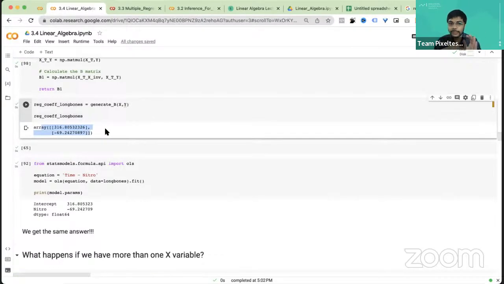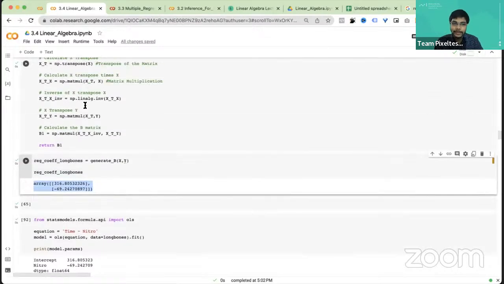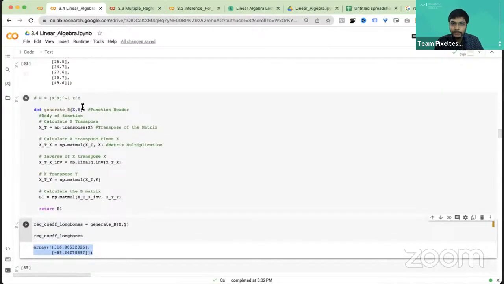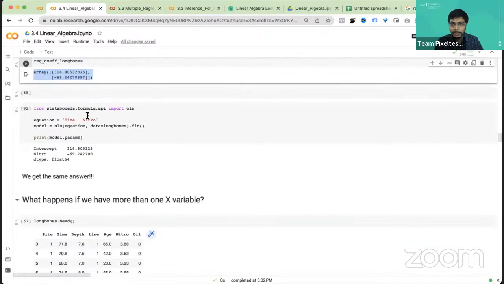So if you have understood what we have done right now, type U in the chat box. Okay, so you have already done it. Okay, thank you so much. Now this we have done manually. Transpose, multiplication, inverse, and remembering all these formulas and everything we have done manually.